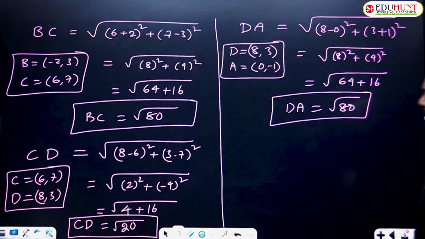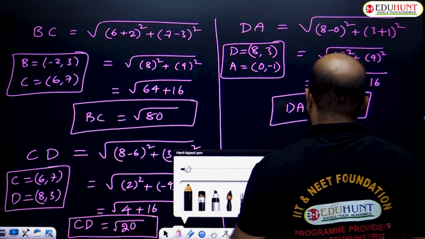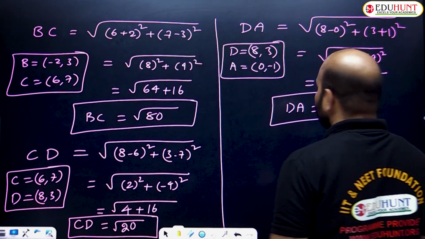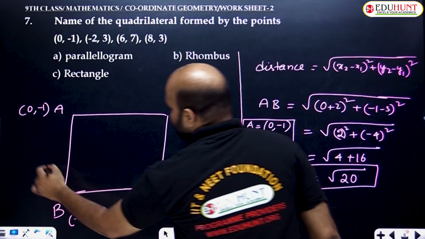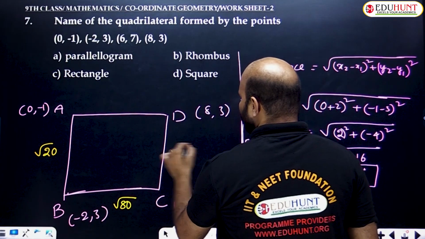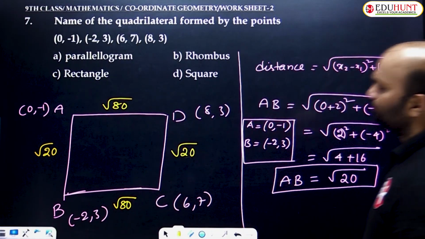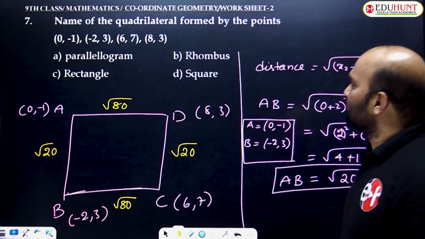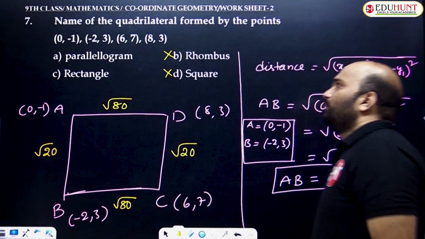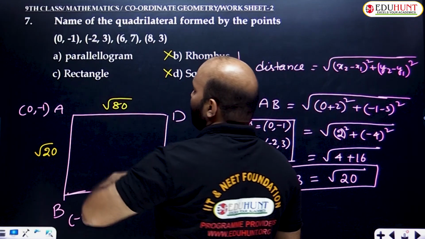So clearly we need to understand, in that question we are already getting the four distances: AB, BC, CD and DA. AB distance is root 20, BC distance is root 80, CD distance is root 20, and DA distance is root 80. So what I am getting is that opposite sides are equal. If opposite sides are equal but all sides are not equal, then options B and D are eliminated, because in a rhombus or square all sides are equal. So the answer is either parallelogram or rectangle.